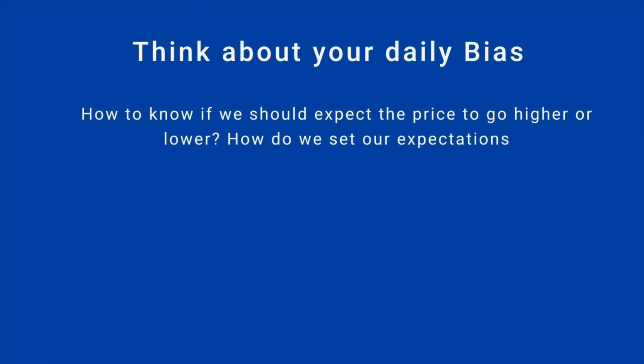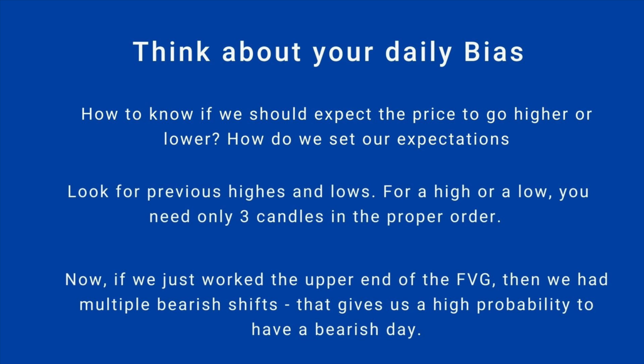Let's get a quick recap of our daily bias and how we should know to expect the price to be going higher or lower on that specific day. How should we set our expectations? ICT tells us to always look for previous highs and lows. And remember, for a high or a low to be formed, we only need 3 candles in the proper order. When we have our highs and our lows, it's time for us to start looking for fair value gaps, and so for imbalances and liquidity.